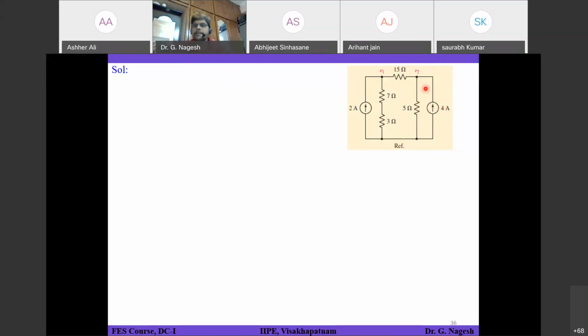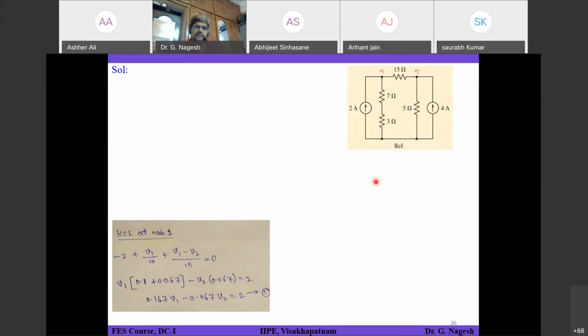Same scenario: current flowing out of the node, V2 divided by 5 minus 4. And the current flowing out of node 2 is trying to flow from V2 to V1, so V1 will try to oppose your current since it has some potential. So V2 minus V1 divided by 15. Don't get confused. From where you are starting, always put that as positive, and where you are ending, put that as a negative sign, divided by the corresponding resistor. Let's see whether those are the equations or not.